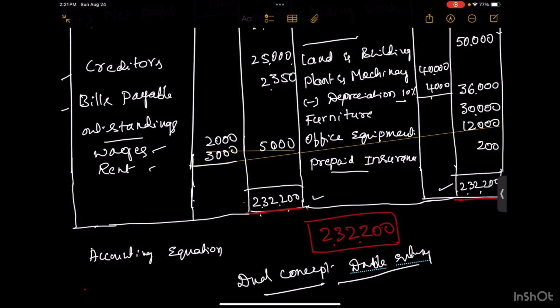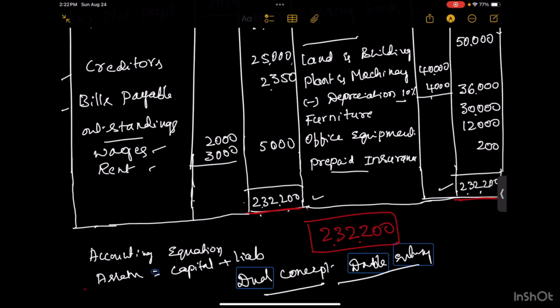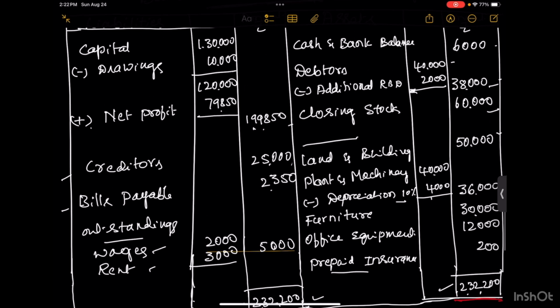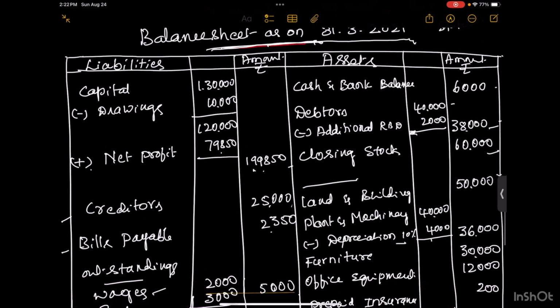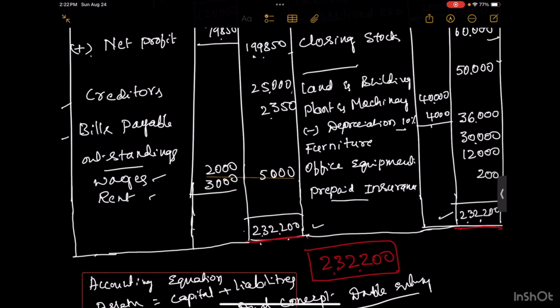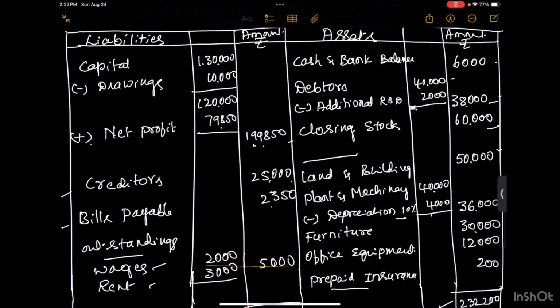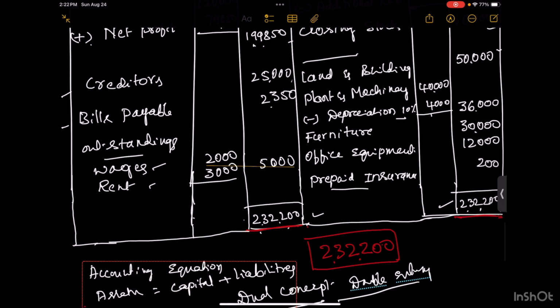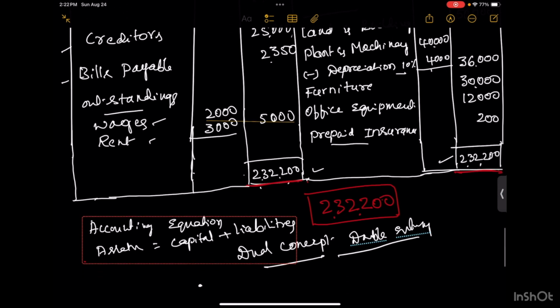So what is that accounting equation? We know that capital plus liabilities is equal to assets, or assets is equal to capital plus liabilities. So this is the capital and these are the liabilities. The total of capital plus liabilities is equal to the total assets of the company. That is the equation, and according to that the final accounts end.